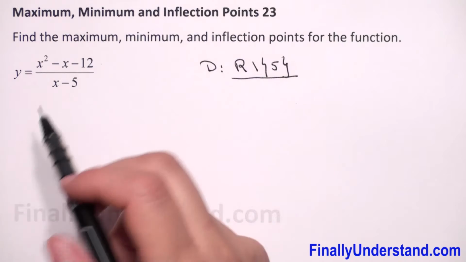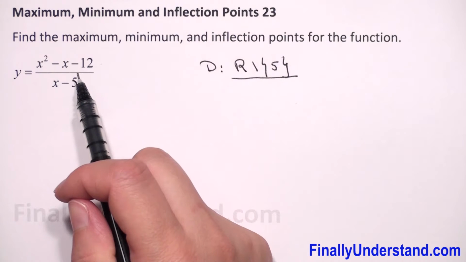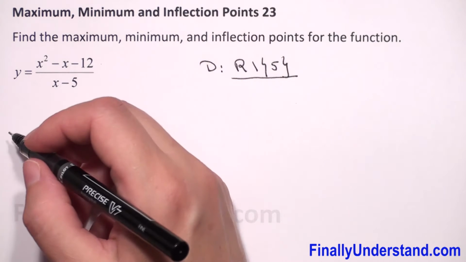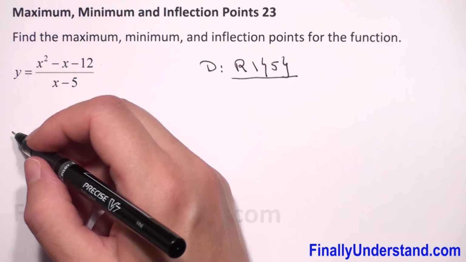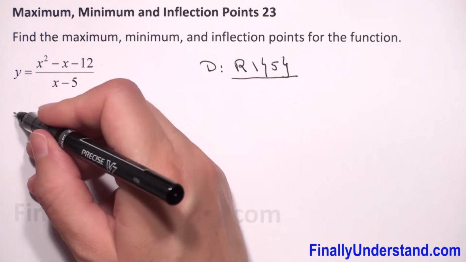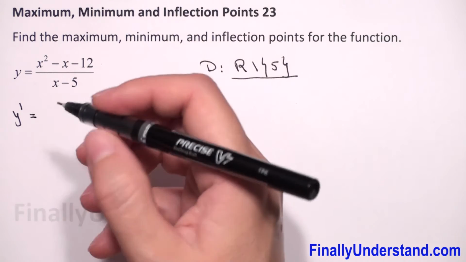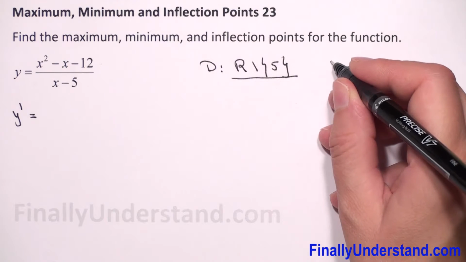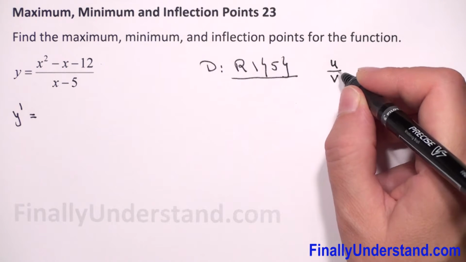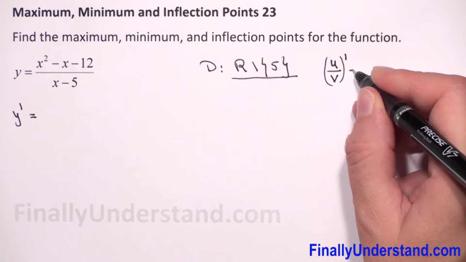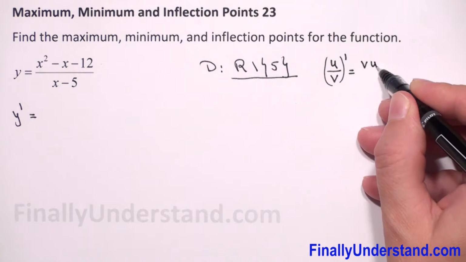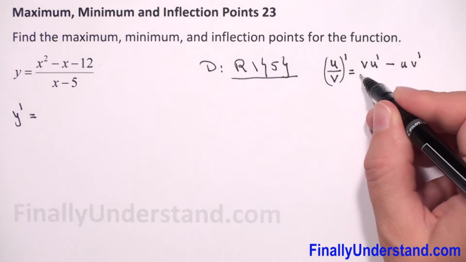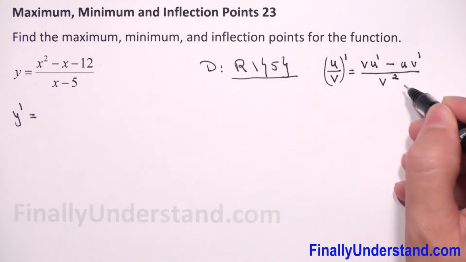Now, to find if our function has a maximum and minimum, we need to first find the critical points. To find critical points, we need to find the first derivative. We have a derivative of a quotient, so we use the formula for u over v. The first derivative is equal to v times the derivative of u minus u times the derivative of v, over v squared.